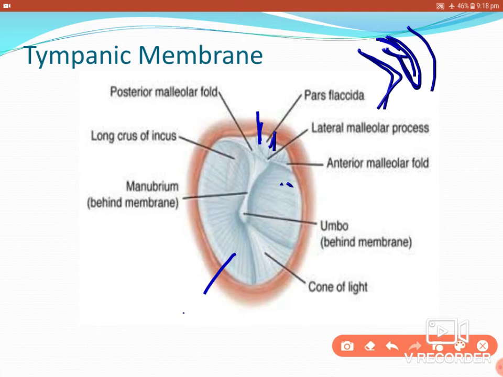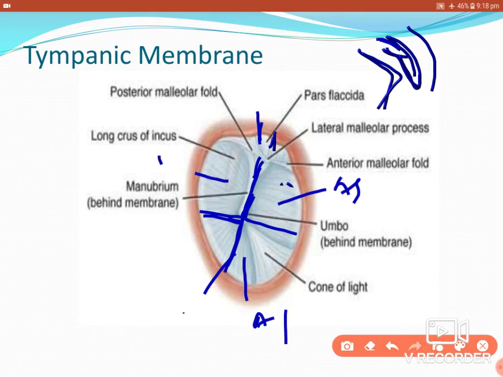Here there is an imaginary line through this tympanic membrane to the handle of the malleus, which goes vertically. Also, at a right angle to this vertical line through the umbo, another line divides the tympanic membrane into four quadrants. This is the antero-superior quadrant, this one is the antero-inferior quadrant, this is the postero-superior, and this one is the postero-inferior quadrant.